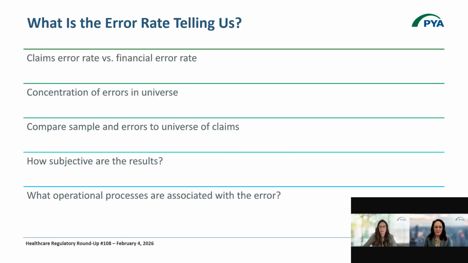I do want to pause here, and this is kind of what we talked about before of bad results, but what is your error rate telling you? So what do your results mean? And do bad results always mean that you have a problem?